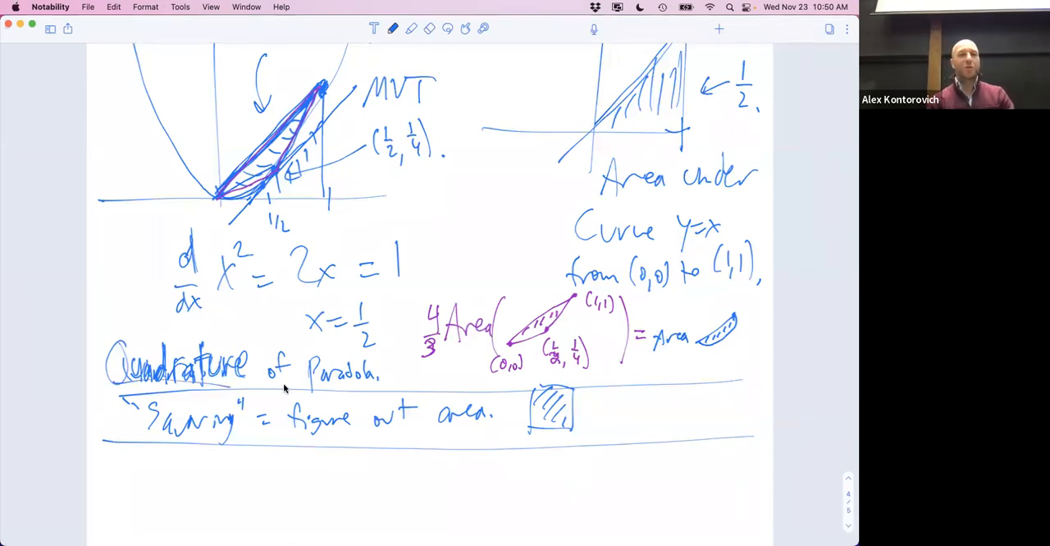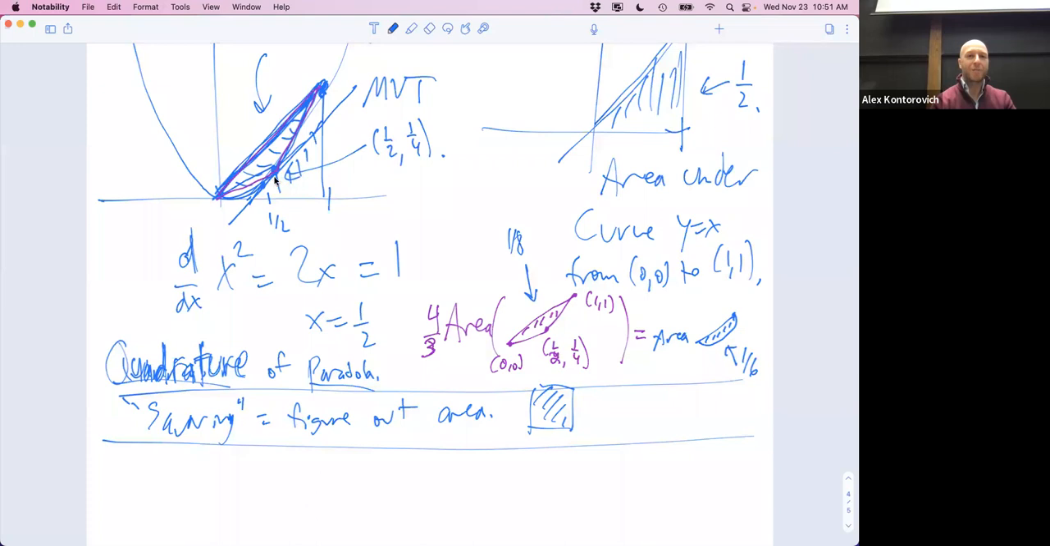So this is called the quadrature of the parabola, due to Archimedes, and he worked this out. If I recall correctly, this area was going to come out to 1/8. I'll leave it to you. This is a very simple exercise to work out the area of this triangle. I believe it's 1/8. Let's see if that's right. 1/8 times 4/3 is 1/6. So this area is 1/6.